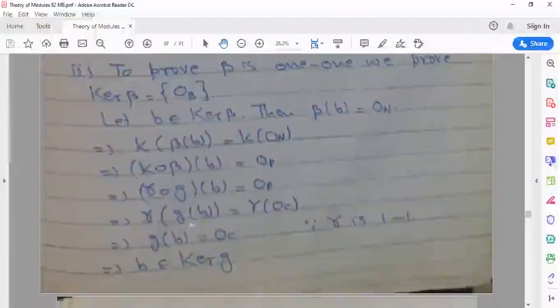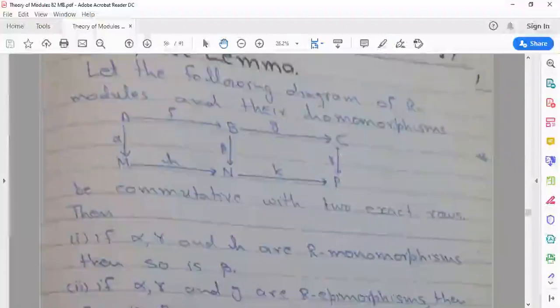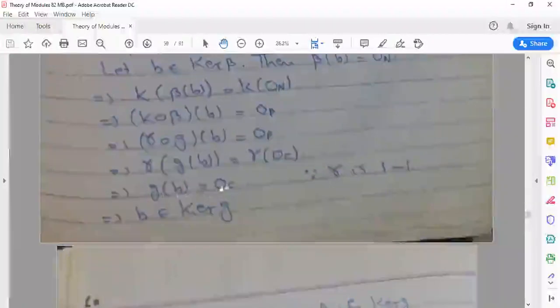After this, we again open the composition of functions. So gamma of g of b is equal to the identity in P, which is also equal to gamma of the identity taken from C, and the result will also be in P. Then, using that gamma is 1-1, we get g of b is equal to 0 in C. When we take an element from the kernel and assign it to g, the result will be 0. So this element should belong to the kernel of g.